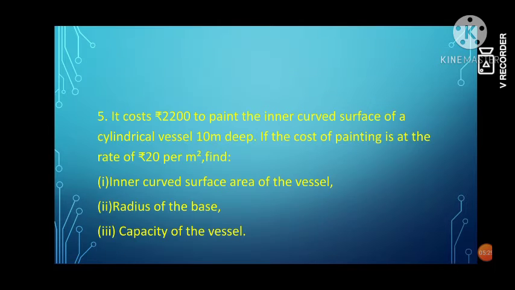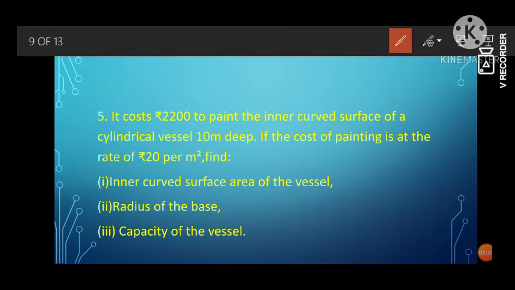Now let us see the next and the last sum for today, which is question number 5. It costs rupees 2200 to paint the inner curved surface of a cylindrical vessel, 10 meter deep. The vessel is 10 meter deep. If the cost of painting is at the rate of rupees 20 per meter square, find number 1, inner curved surface area of the vessel, radius, and lastly the capacity.